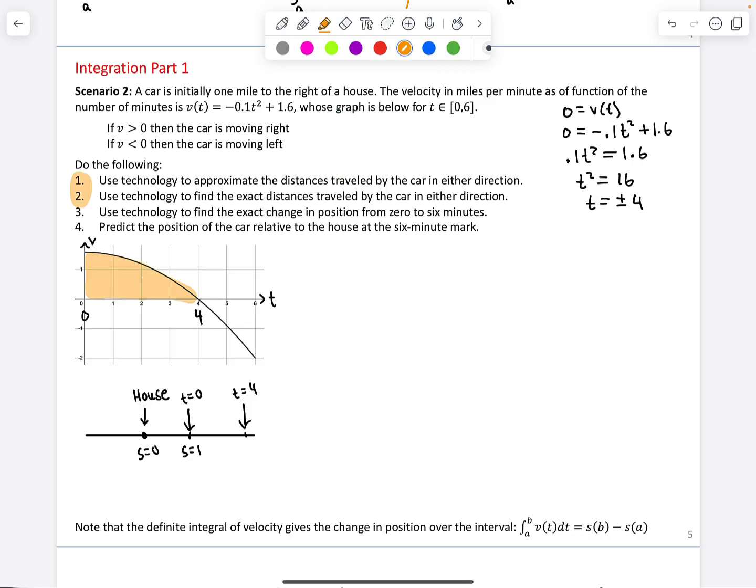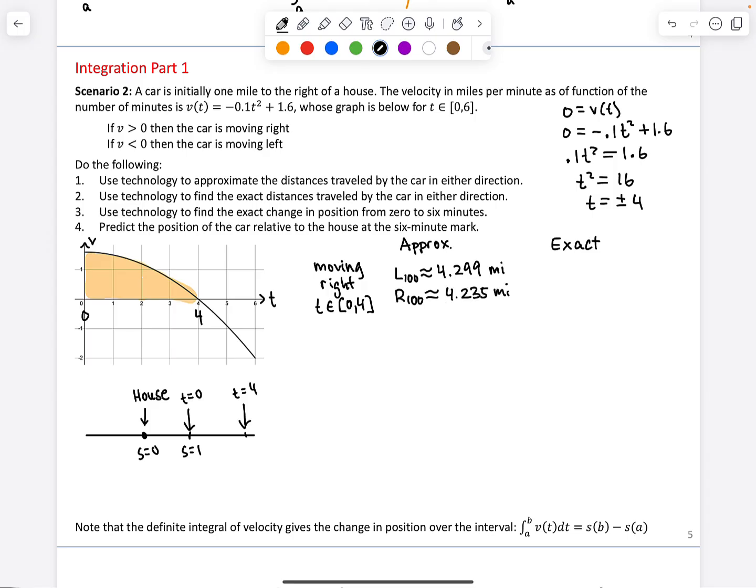So in my notes, I'll combine steps 1 and 2 into a table. When we're moving right, that's the time interval from 0 to 4. L100, the left-hand sum using 100 subintervals, gives me about 4.299 measured in miles. R100 gives me about 4.235. Notice L is greater than R. That's because we have a decreasing function this time. The left-hand sums are overestimates.